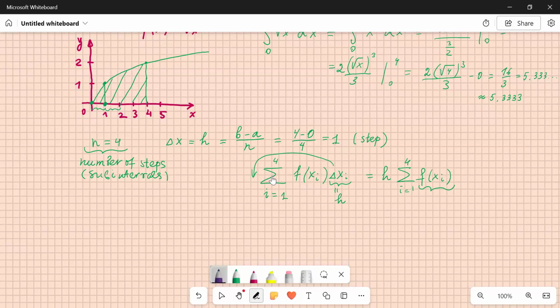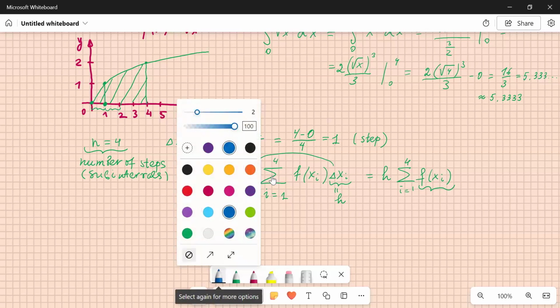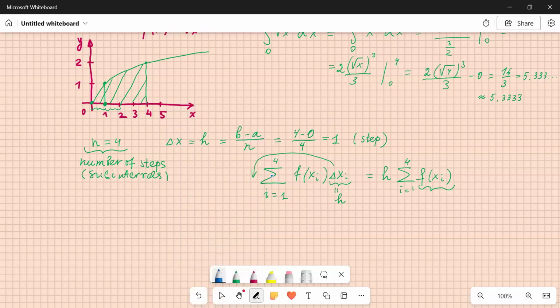For the rectangle, let me use a different color. Let's see. So the rectangle over here is going to look like this. We build a rectangle. Now use the right endpoint, point 2. I'm going to build another rectangle. And at point 3. Sorry, my rectangles are not perfect, but you guys can draw better. Doesn't matter actually. So we built 4 rectangles based on the right endpoint xi.